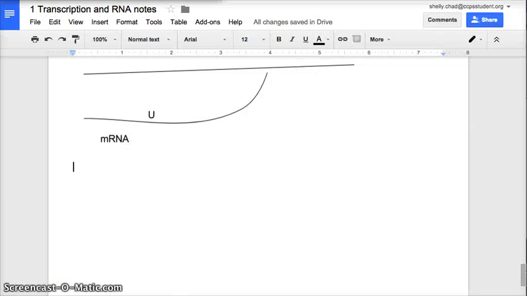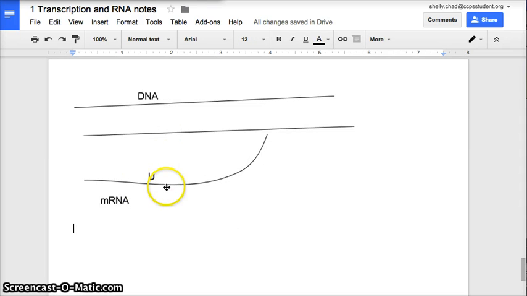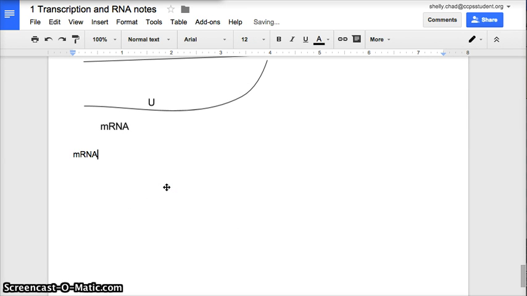So that is transcription. So we took DNA, opened it up, made mRNA, and then mRNA leaves the nucleus. And I don't have time because of my video constraint here to draw that, but you should probably draw that. And that is it for this segment.